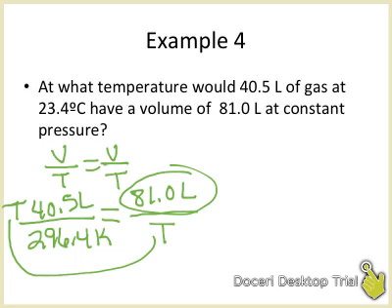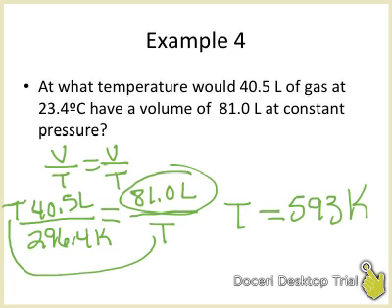I'm going to do 40.5 divided by 296.4. And then I move that answer, 81 divided by whatever we just found. Okay? So the answer here is going to be, our temperature is going to be equal to 593 Kelvin. So let's see, does this make sense?